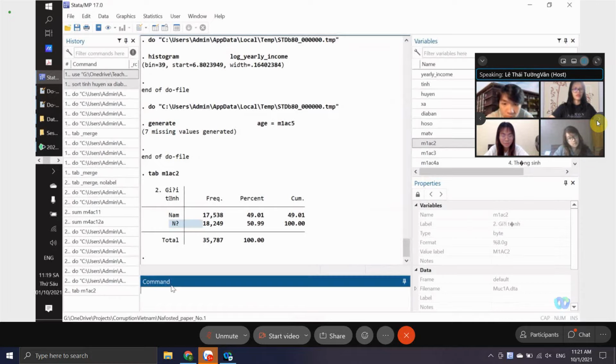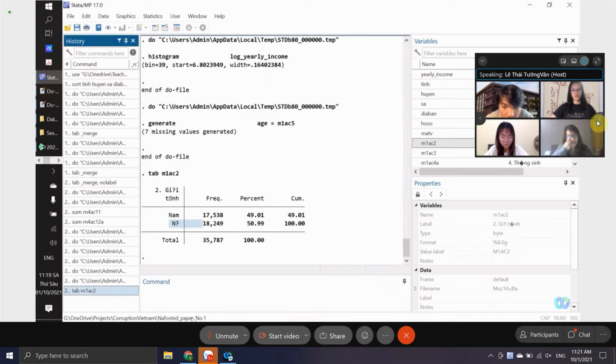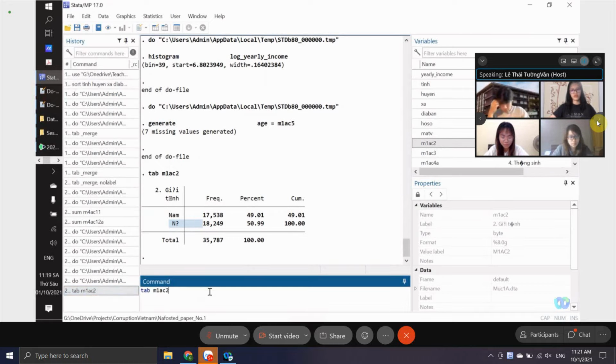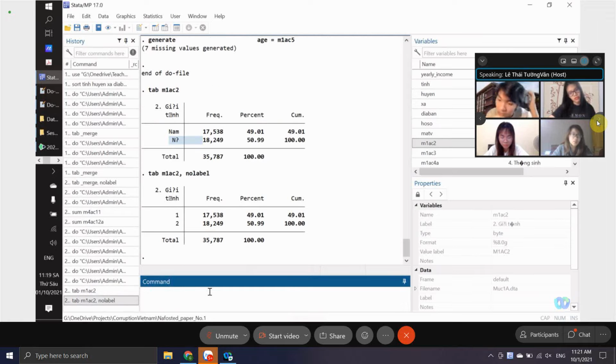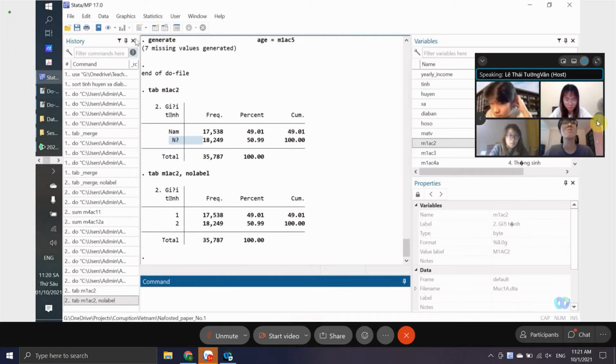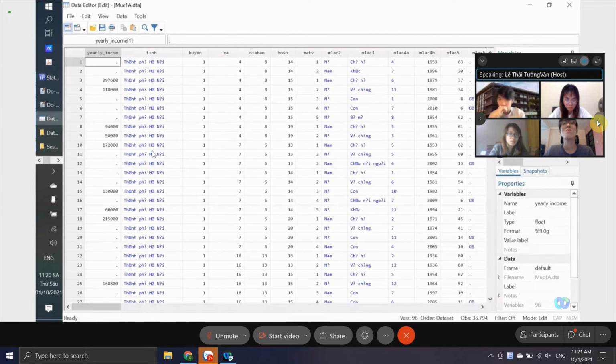If you type tab M1AC2, comma, nolabel, you will see it's number 1 and 2. So this is what I mean. If you click on a variable, even though it has letters on it, if you double click on it, you will get the value. So what you see is the label, and deep inside it is a value.